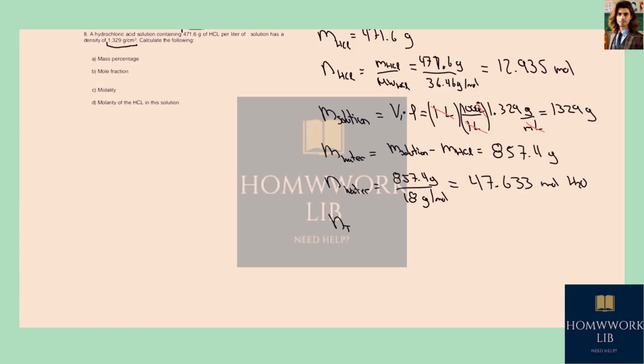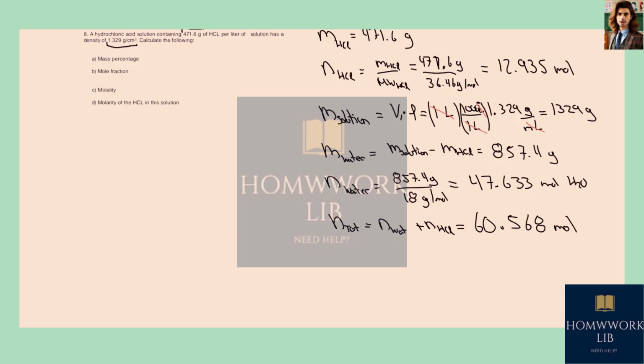With this, the total amount of mole is going to be the sum of the mole of water plus the mole of HCl. So 47.633 plus 12.935, which is 60.568 mole. And with this, I think that we have all of the information that we require.